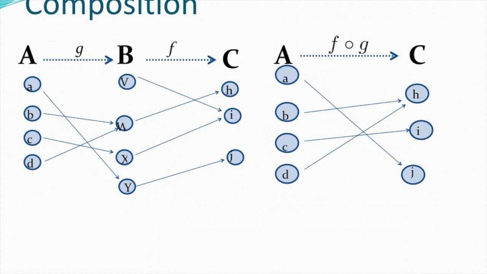Again, now what is g of b? w. Now what is f of w? h. So f composition g for the element which is the starting point, which is b, is basically h. Now take, for example, g of c. g of c is x. f of x is i. So f composition g of c is basically i. Take g of d is w. f of w is h. So f composition g of d is h.